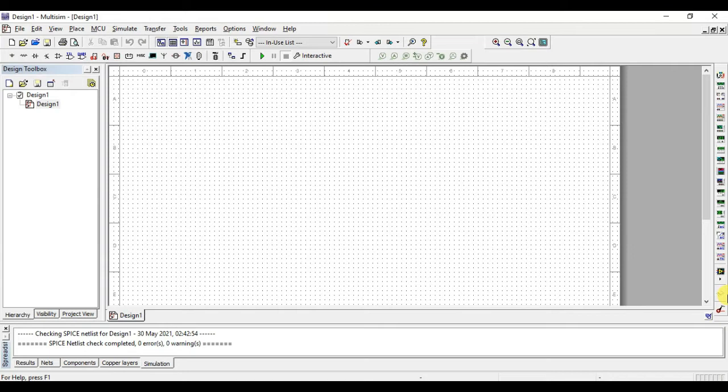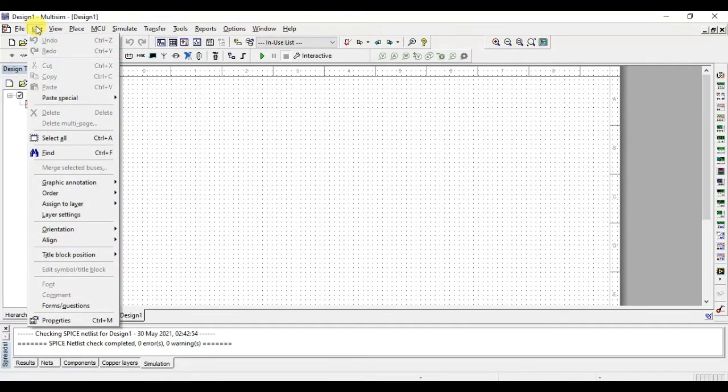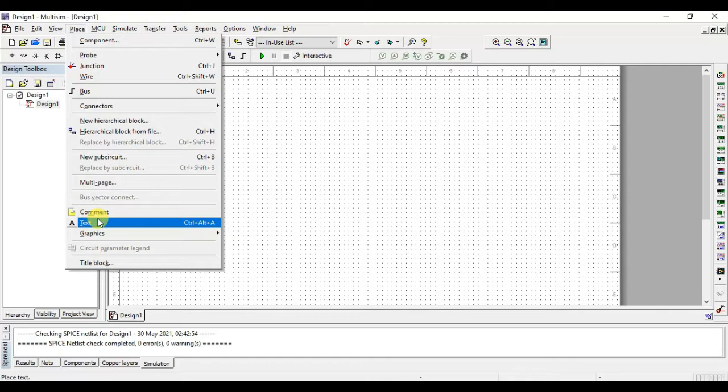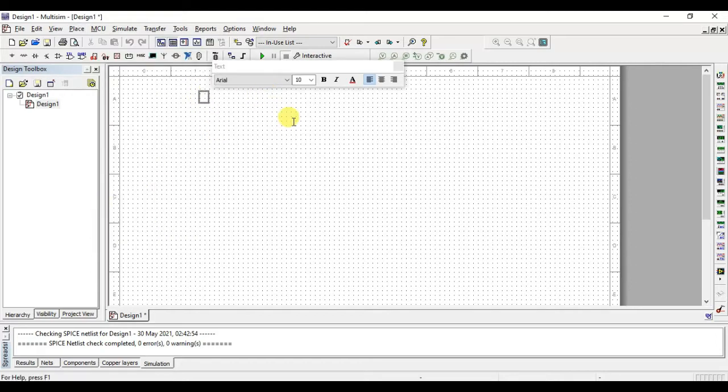So now we are going to design the circuit. Let us see what are the components required for designing the circuit. First we are designing the VI characteristics. So let us first design the VI characteristics of the Zener diode.